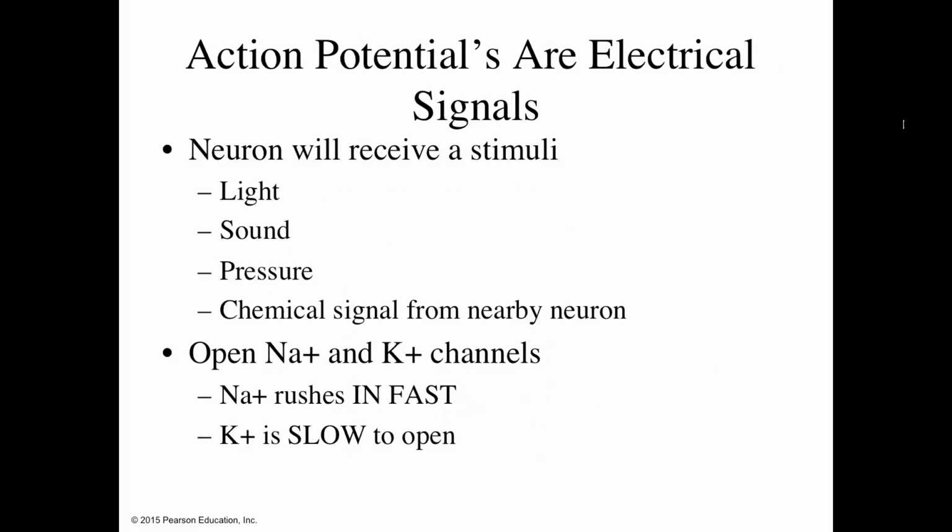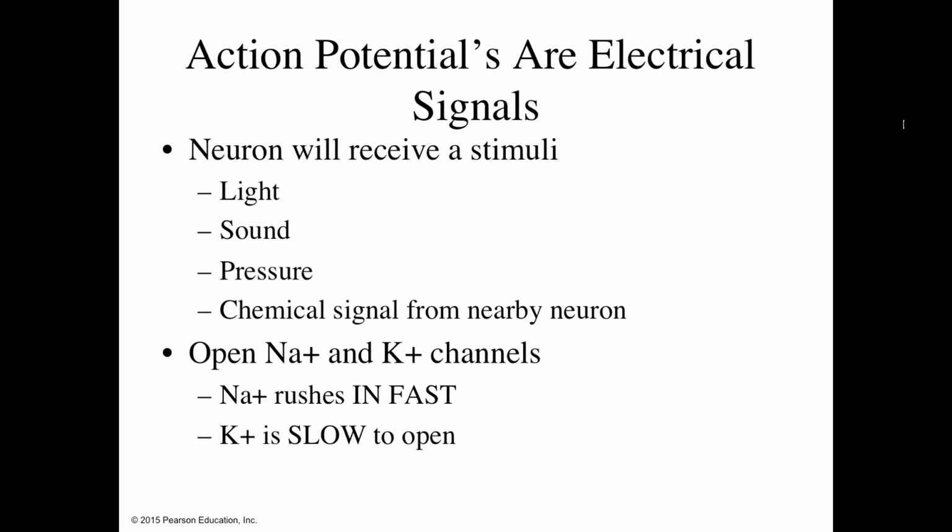And the action potentials are electrical signals. So your neuron is going to receive a stimulus, and that stimulus can come in a few different forms. When we talk about our senses, we'll talk about the stimulus being light. That is going to be the stimulus for neurons in your eyes that help you see. Sound, that's going to be in your ears, obviously. They're going to help you hear. Pressure, this is all on your skin. You have receptors to pressure. That's the sense of touch that we talk about. Or it can be a chemical signal from a nearby neuron. Again, that chemical signal we call a neurotransmitter, and that neurotransmitter is going to have an effect.